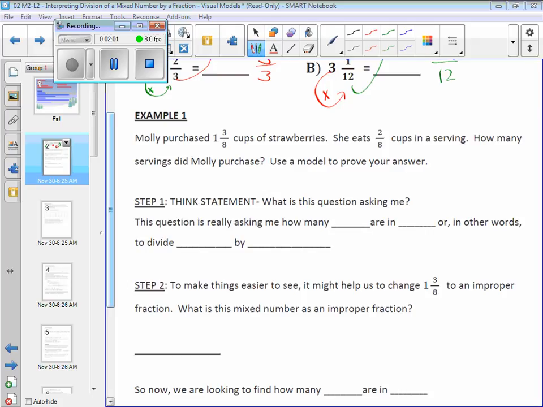All right, first the think statement. How many what are in what? Good, Val. Correct. Kind of like what we've been doing last week. The difference now is we're dealing with mixed numbers, which is the same as dividing 1 3/8 by 2/8.